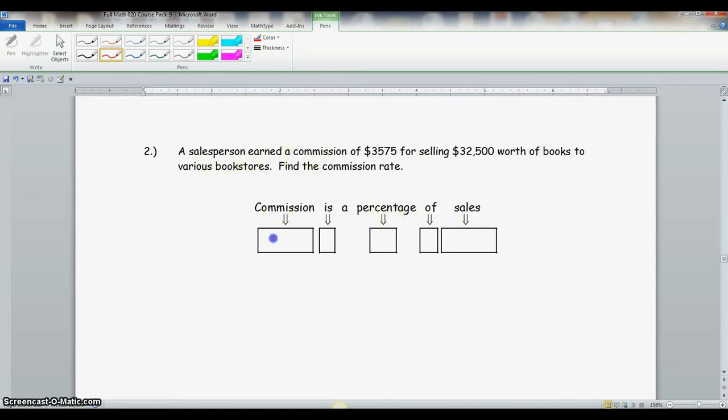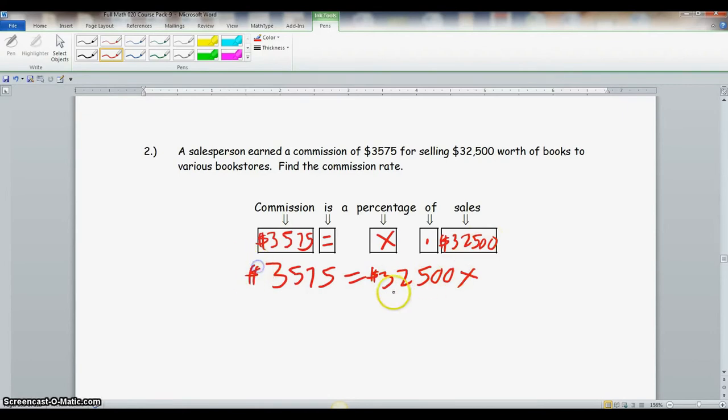So the commission is $3,575. That equals the percentage we don't know. Of means multiplication. And the sales was $32,500. So now we have 3,575 is equal to 32,500x. Because when we multiply x times 32,500, it's 32,500x. So we divide both sides by 32,500.